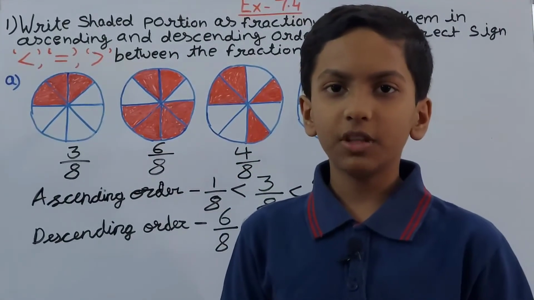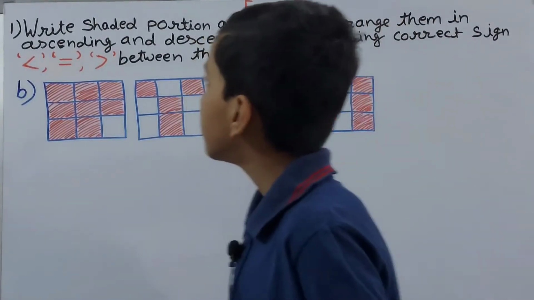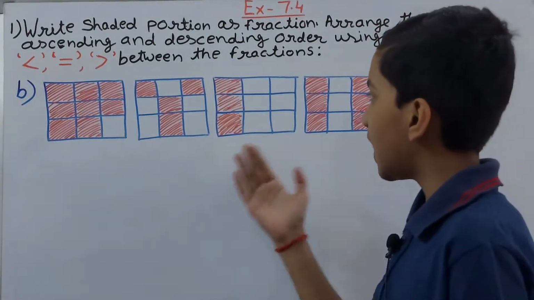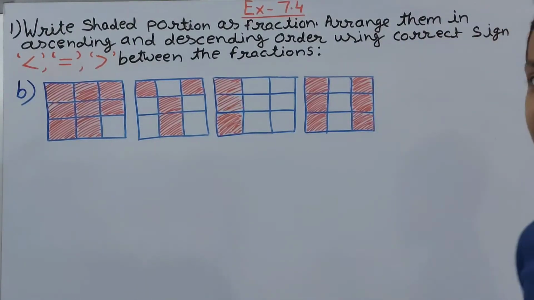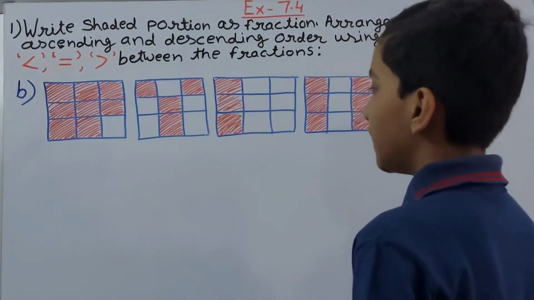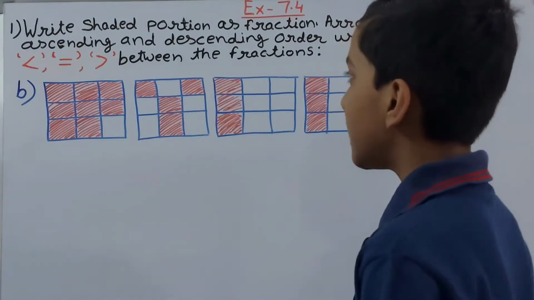Now let us solve the B part. Now friends, let us see the B part. So over here same figures are given to us. There are 4 figures, and again we have to write the fraction of the shaded portion and then write the fractions in ascending and descending order.